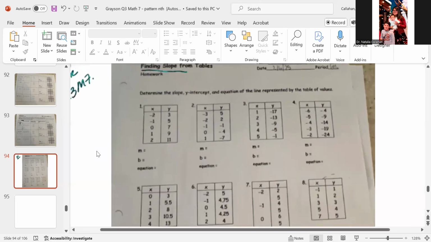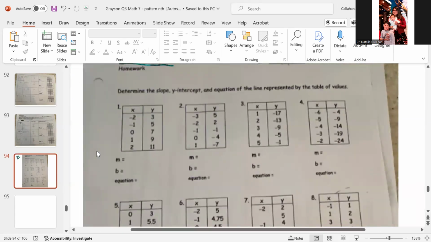Okay, so I said determine the slope and also the y-intercept. So remember, your slope is m, your y-intercept is b. Your y-intercept is always on the y-axis, and the equation is y equals mx plus b, by the table of values, right? Now, this can be translated to standard form, which is ax plus by equals c, right?